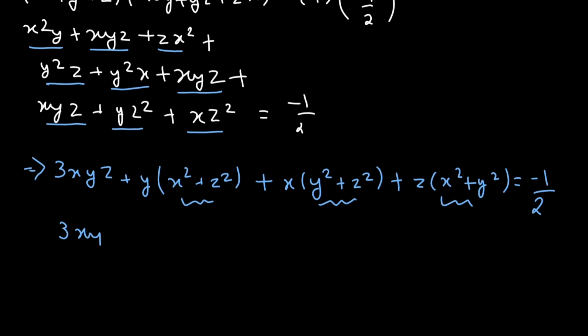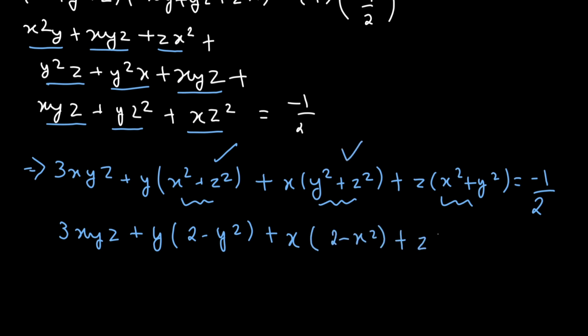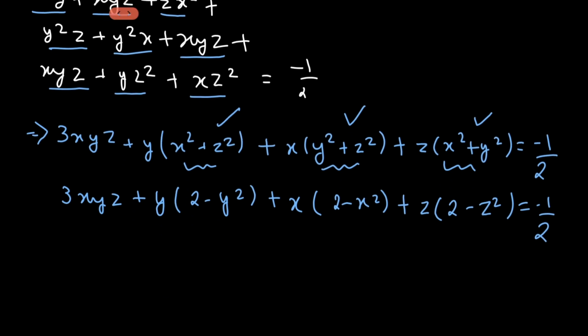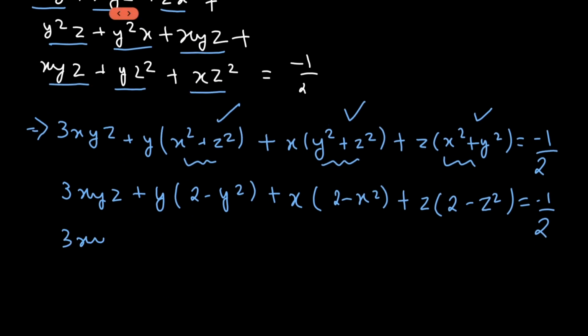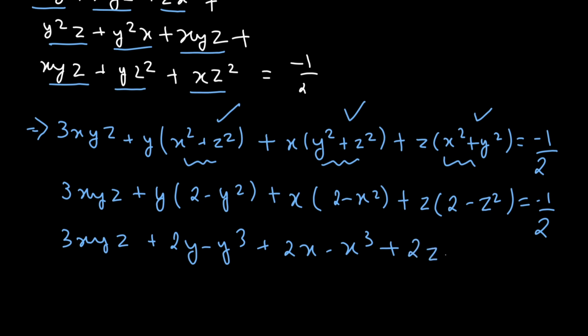Therefore 3xyz plus y multiplied by 2 minus y square, this was the value for this thing, plus x multiplied with, now the value for this thing was 2 minus x square, plus z multiplied with, now the value for this particular one was 2 minus z square, and this thing is negative 1 upon 2. Now let us open the brackets. So 3 times x times y times z plus 2 times y minus y cube plus 2 times x minus x cube plus 2 times z minus z cube is negative 1 upon 2.